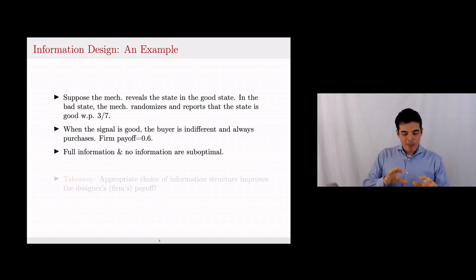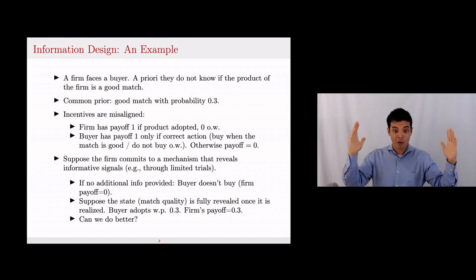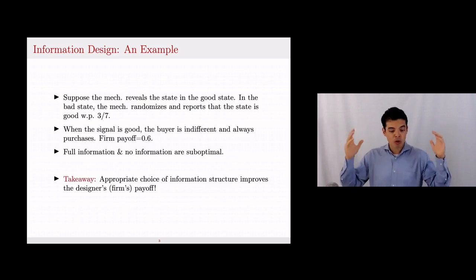So the important point to take away is that in this setting, under this mechanism, the buyer does not purchase the product only in 40% of all the possible outcomes, or in other words, with 60% probability there is a sale, and the firm's expected payoff is 0.6. Revealing the information in this non-trivial way dominates not revealing any information at all and revealing full information. So indeed, we can do better. With the appropriate choice of the information structure, we can improve the designer's or the firm's payoff.